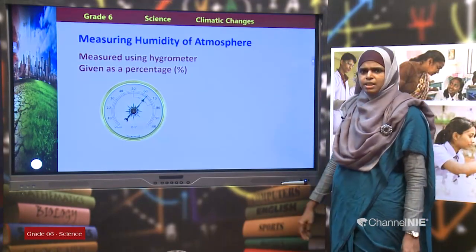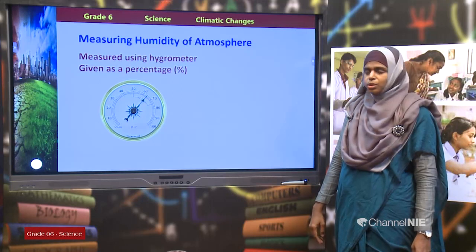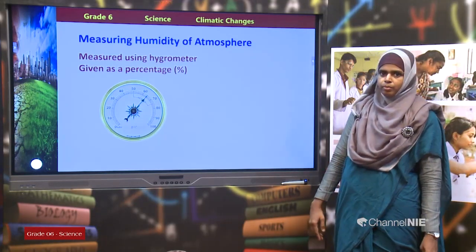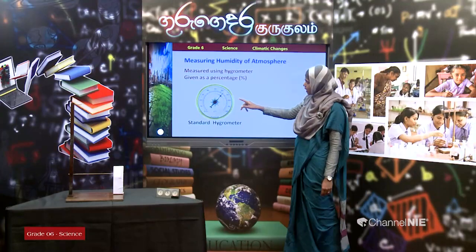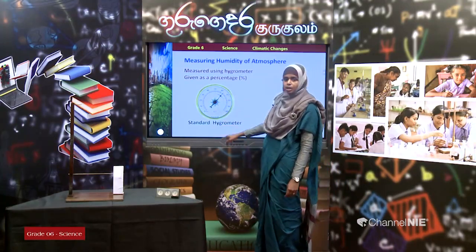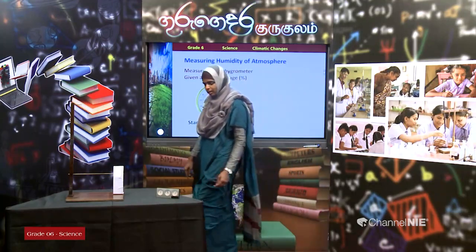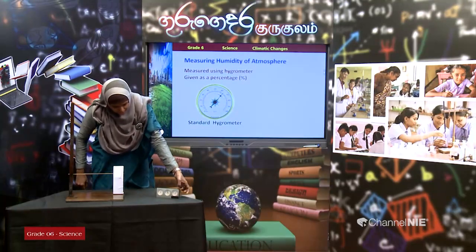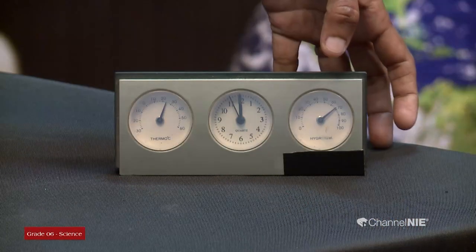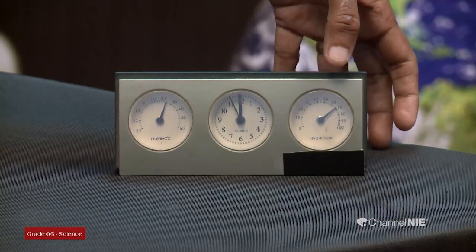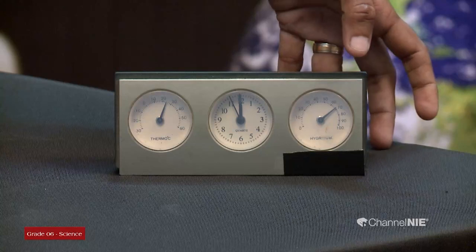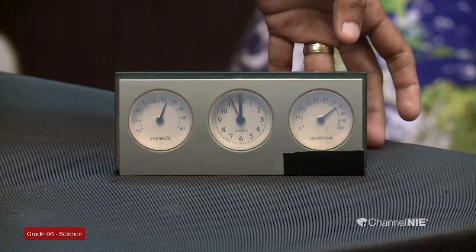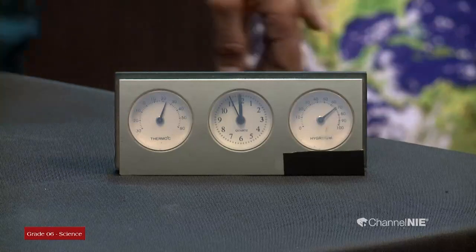Let's see what is the equipment used to measure the humidity of the atmosphere. We can measure the humidity of the atmosphere using a standard hygrometer. It has an indicator which can rotate around a point, and the values are given as a percentage. Let's look at a standard hygrometer. I have a standard hygrometer here with me. It gives the value of the humidity as a percentage. So it ranges from 0 to 100. It has an indicator which can rotate. That is the standard hygrometer.